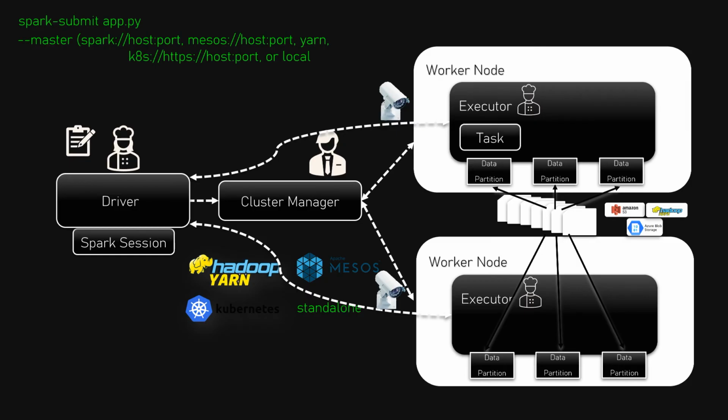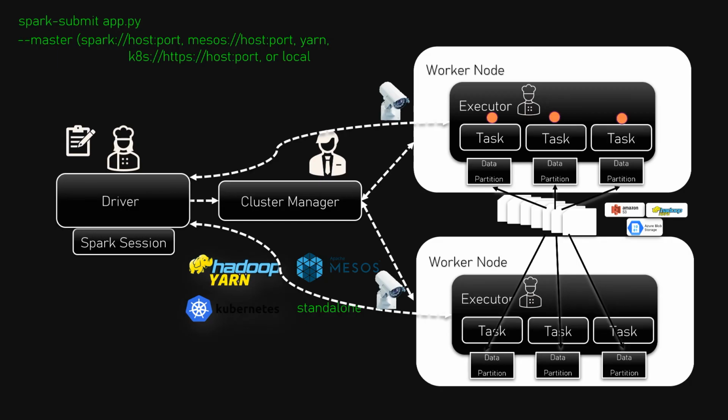A task executes on a data partition, and each task executes in one core. The executors also have their cache, which is used for caching the data which needs to be reused, and the driver keeps track of this cached data so that it can efficiently utilize this cache data later.